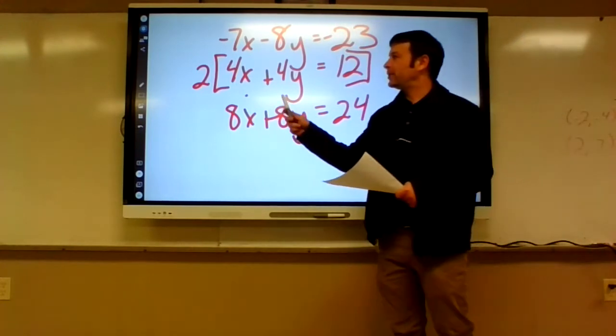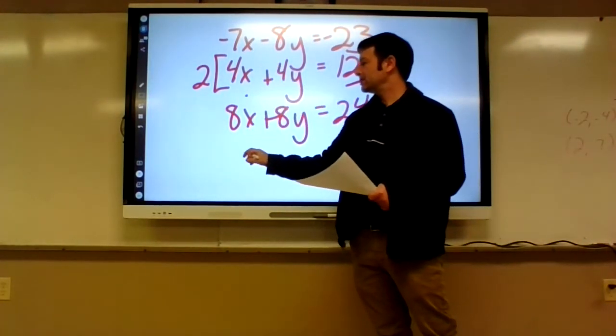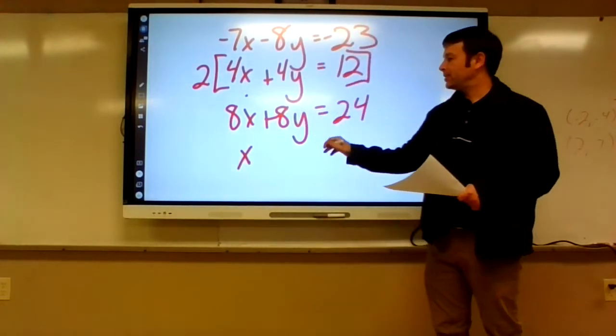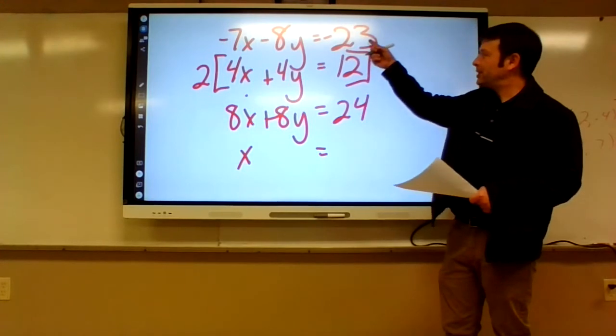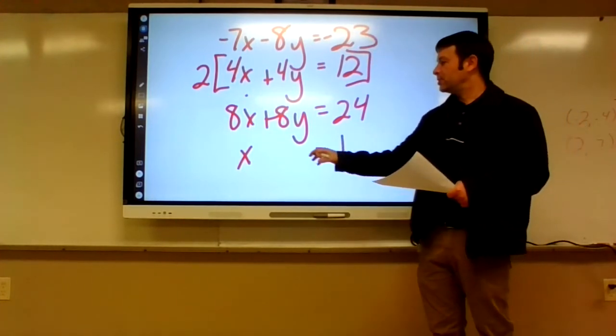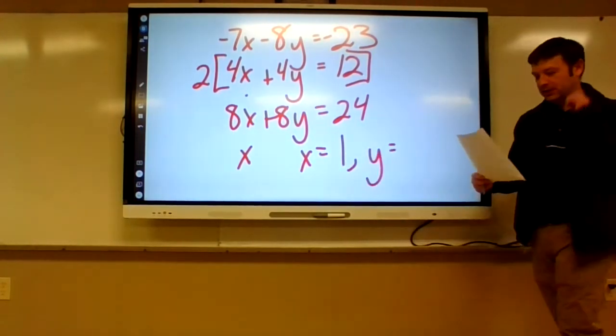Okay, and then if we add that to the top line, negative 7x plus 8x is 1x or just x. Negative 8y plus 8y is gone. Negative 23 plus 24 is 1. So x equals... Getting it right so far?